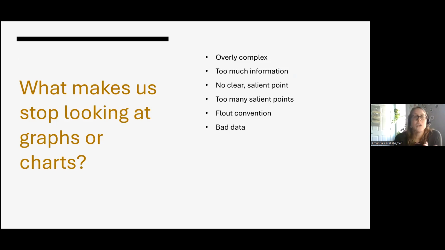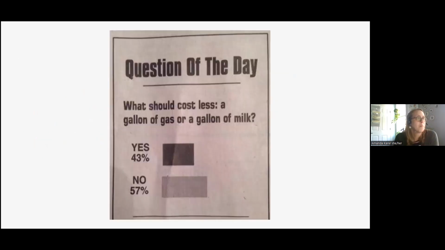We also tend to stop looking at visualizations when they use bad data. Sometimes bad data can be really hard to spot. Other times you have to wonder how sometimes it made it to print. Question of the day, what should cost less, a gallon of gas or a gallon of milk? Yes, no.